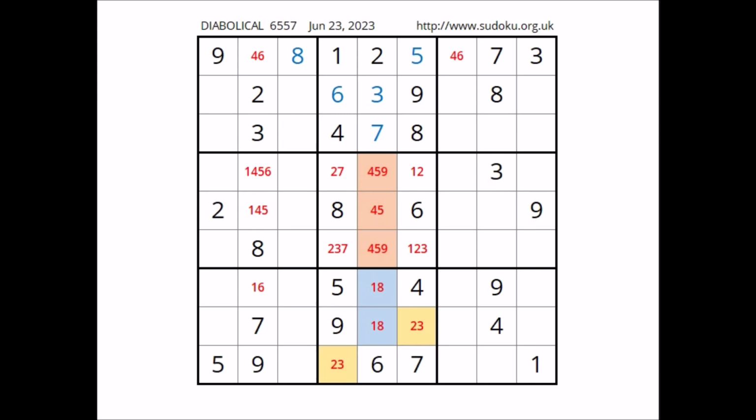Let's see. Okay, look. Take a look at the row. Where can be number 3? Look, 3 cannot be in any of these two places because we have 3 in this sector. Okay, in the row, this is the only place where number 3 can be. Okay, 3 in this place.